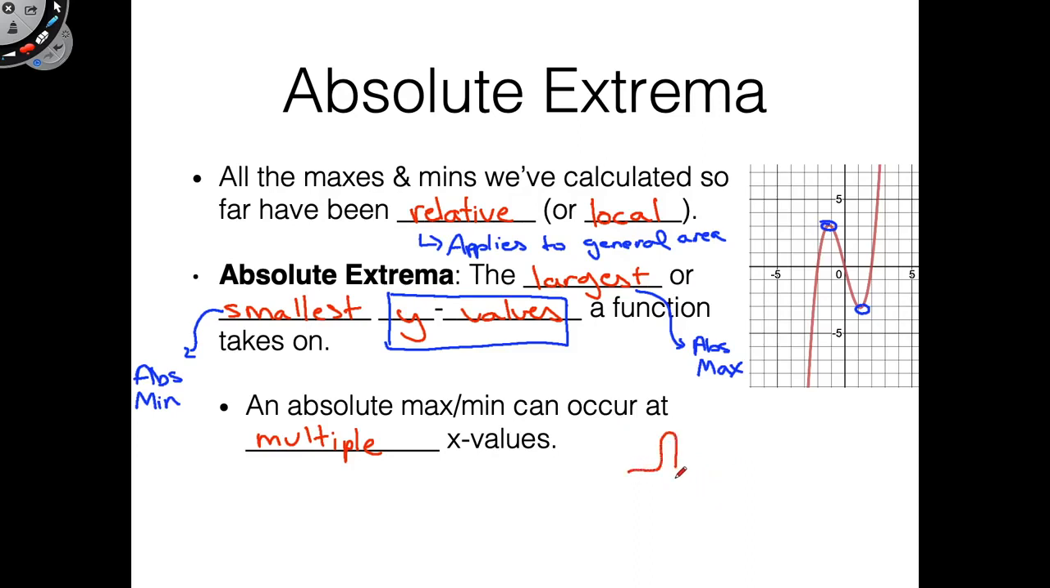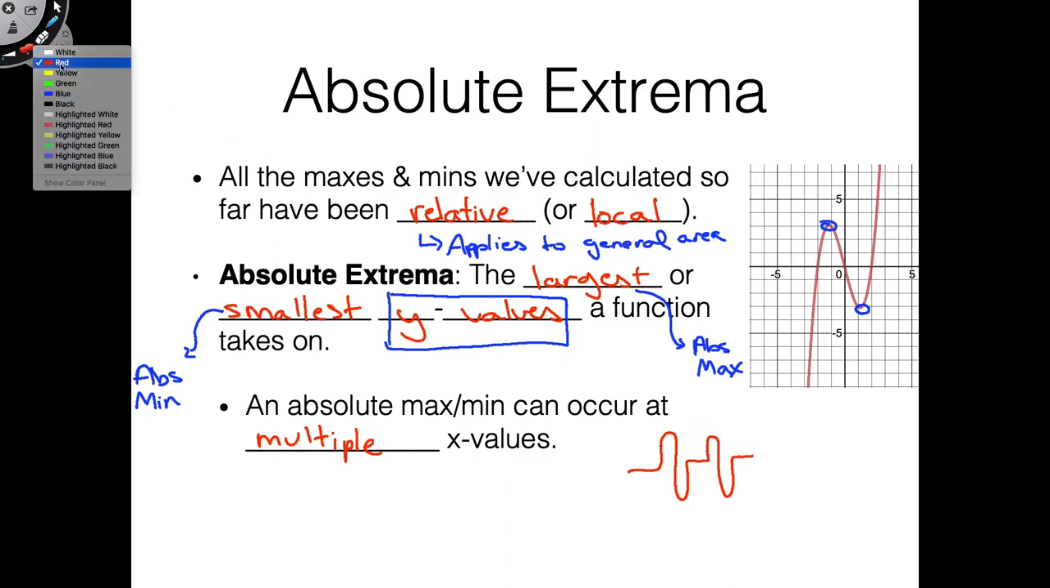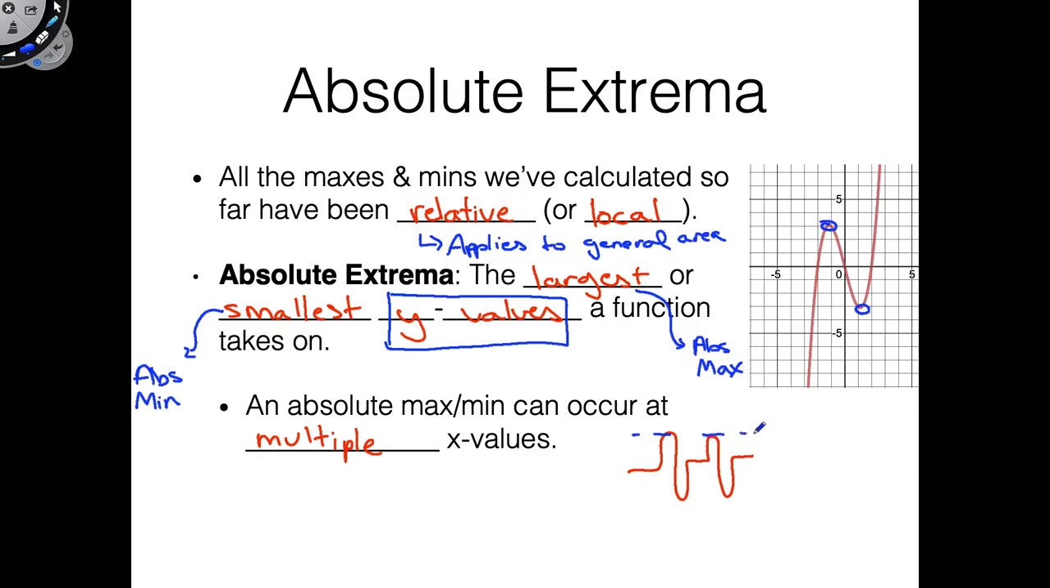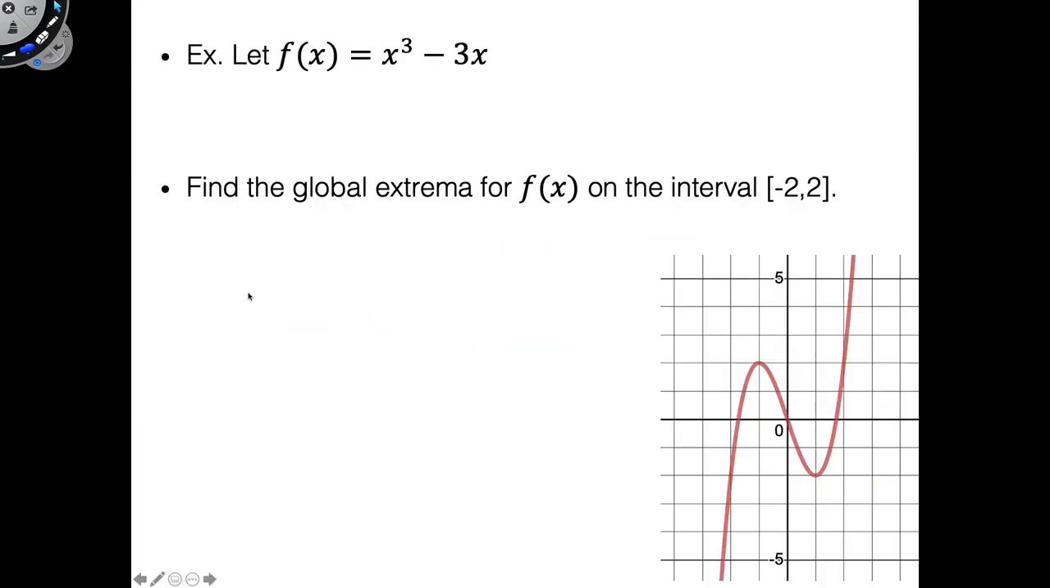So we had a function which went like this, for example, which had a highest y value like this that occurred at multiple x values, and a really small value that occurred at multiple x values. Those are still going to be my absolute min, and that's still going to be my absolute max. So it's totally fine to have the absolute max value occur at multiple x values, right? And that's the whole reason we use that terminology. Okay. Now, how do we actually find these?